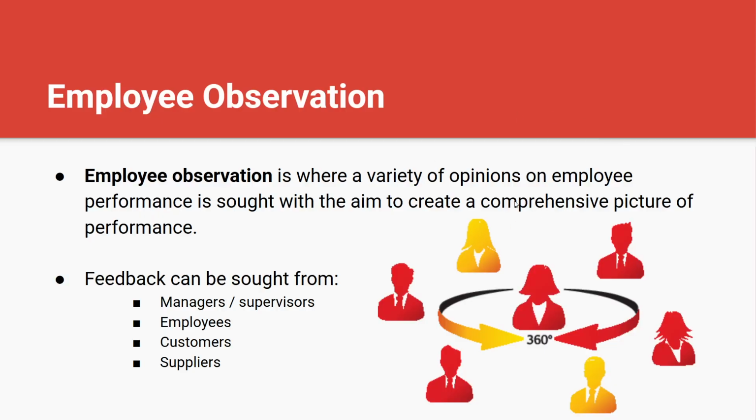The fourth and final strategy is employee observation, and this is where a variety of opinions on employee performance is sought with the aim of creating a comprehensive picture of performance. So we are getting feedback from managers, other employees, customers, and suppliers. You don't have to do all of those stakeholders, but you're going to use a few different stakeholders under this method. It's also referred to as the 360-degree method as well.